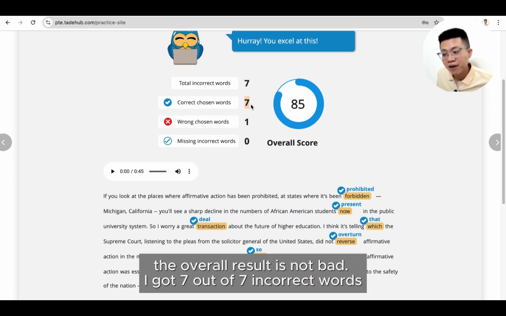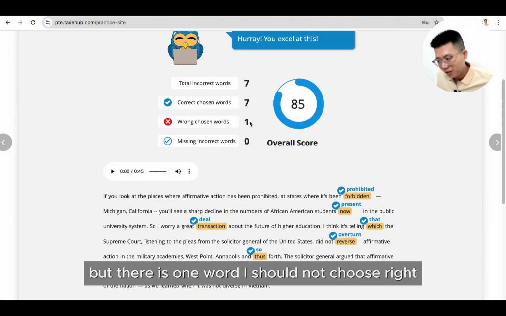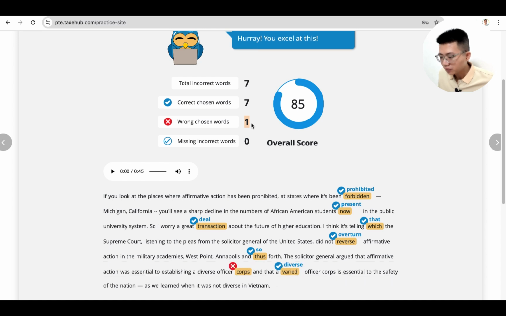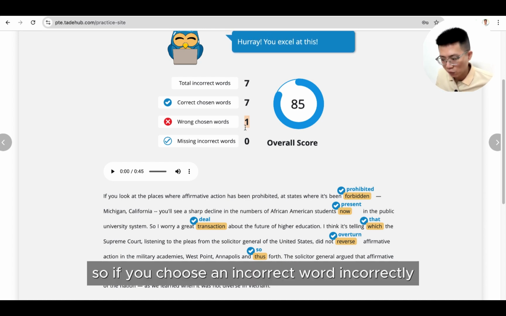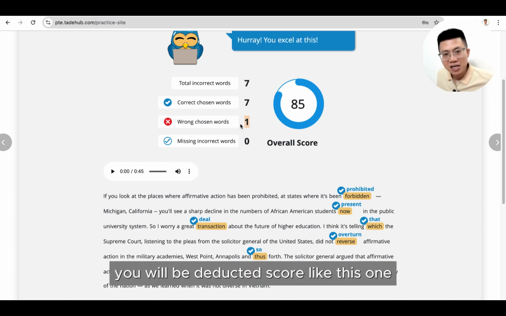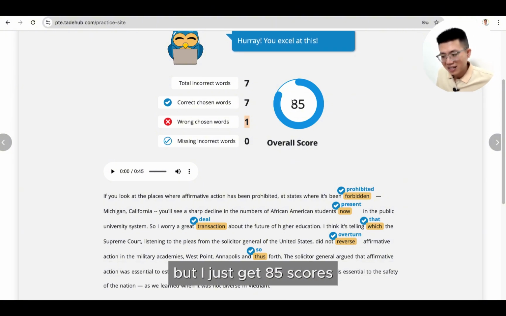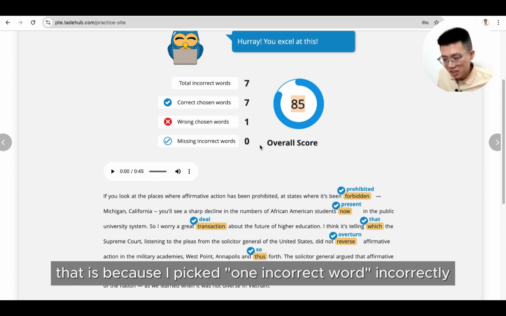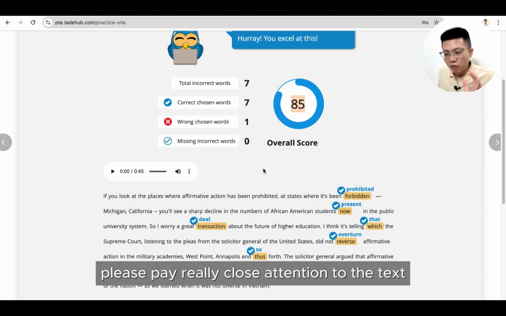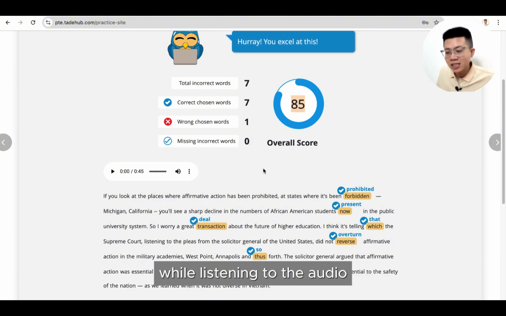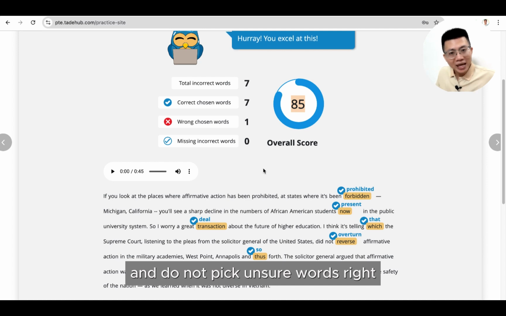I got 7 out of 7 incorrect words. But there is one word I should not choose, right? If you choose a correct word incorrectly, you will be deducted score like this one. I got all 7 words correctly, but I just get 85 score. That is because I picked one correct word incorrectly. As you can see, please pay really close attention to the text while listening to the audio and do not pick unsure words, right?